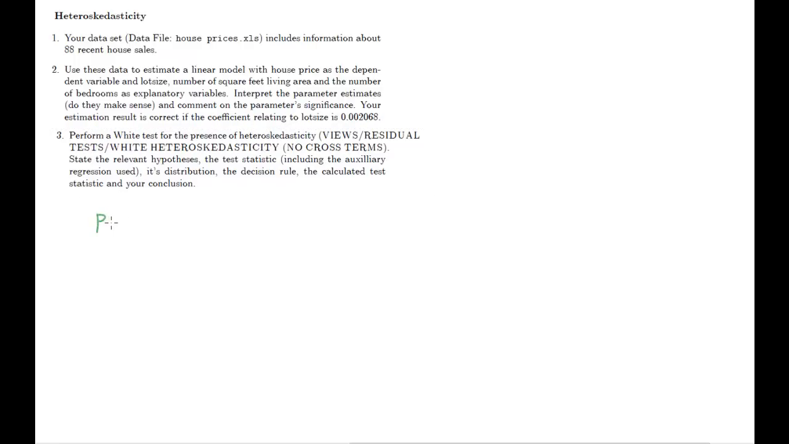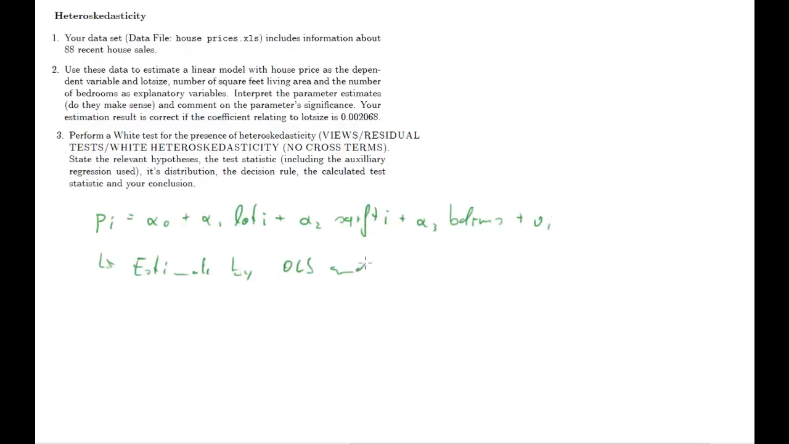We have our regression model. We have price as the dependent variable, and we have alpha naught plus alpha 1 times lot size i plus alpha 2 times square feet for the ith house plus alpha 3 times number of bedrooms plus an error term. So we estimate this by OLS. We've done that. Estimate by OLS and save the series of estimated residuals.